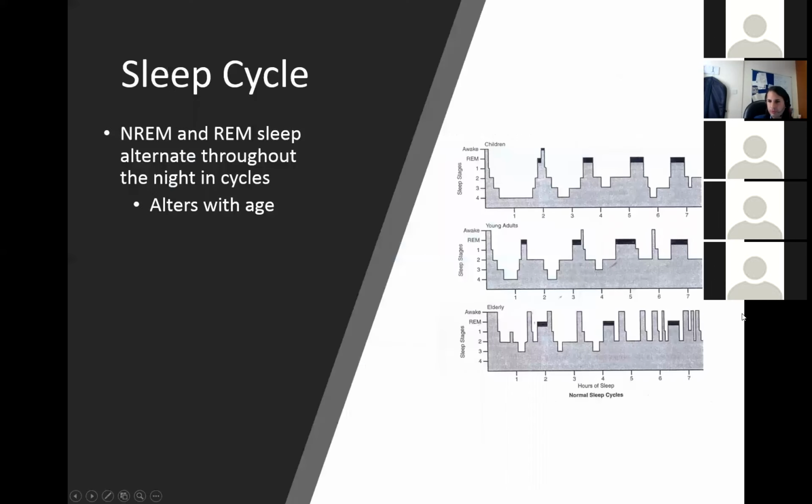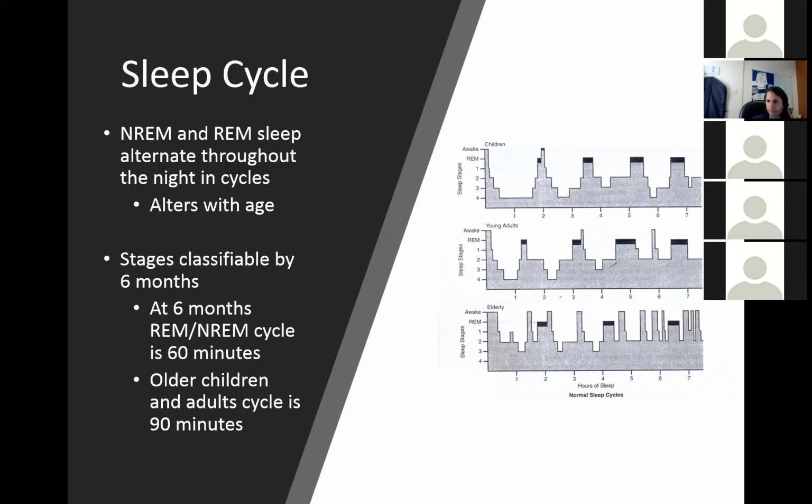So as I said, non-REM and REM alternate throughout the night in cycles, and this is a hypnogram, and it shows you in children, young adults, and the elderly how things are different. I'm not going to go too much into this, we don't have time, but it basically shows you the stages of sleep, awakeness, and REM blocks, and you can see, not as much here, but on the next slide, how the REM blocks change as you get older.